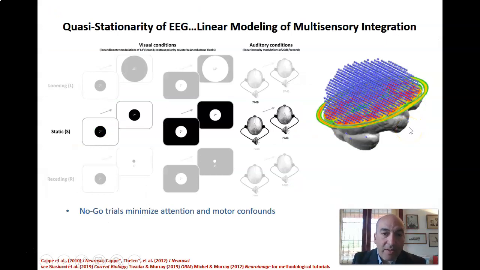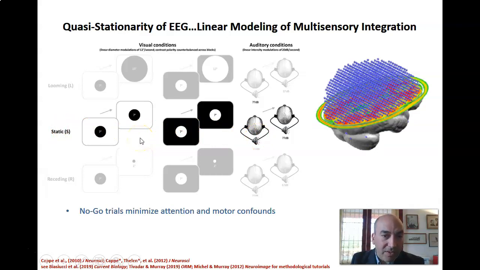In addition to using MRI to investigate this question of multisensory convergence and integration in primary cortices, we're also using high-density electroencephalography. The quasi-stationarity of this measurement allows for linear modeling of multisensory integration. That is, we can take the multisensory response and compare it to the unisensory responses summed together. However, we have to remove any common activity. And the way that we do that is by taking a paradigm, here a movement detection task, and separating those trials that are go trials, here shaded out, from those that are no-go but nonetheless attended.